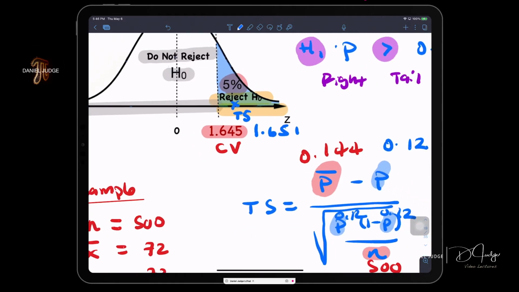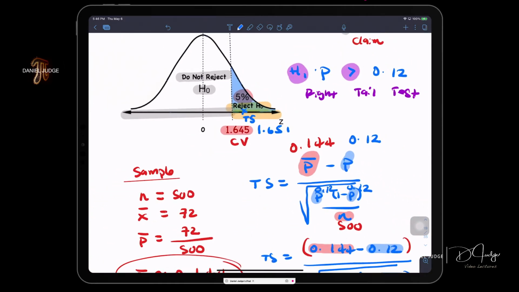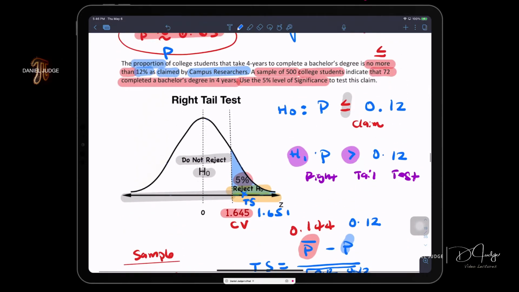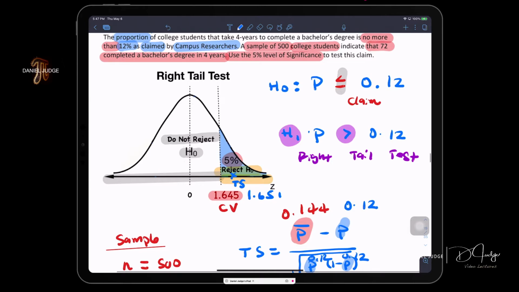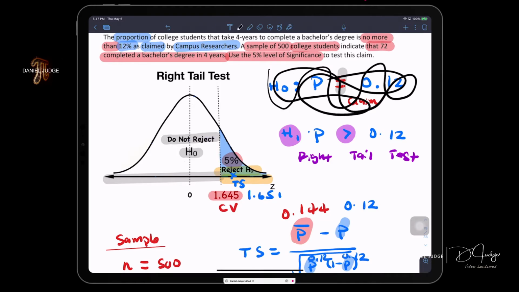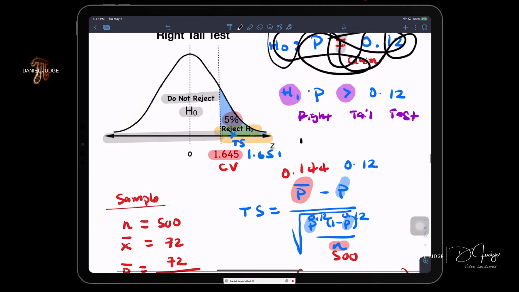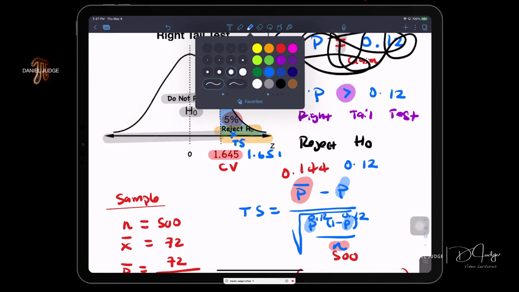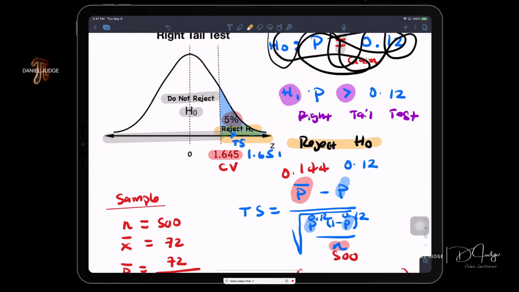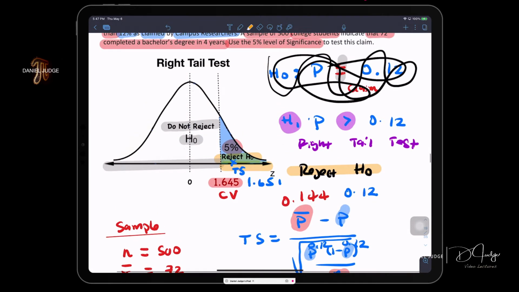You reject the null. You say, no, get out of here, null. You reject the null. Here's a rejection. Goodbye, null. Goodbye and good riddance. You are rejected. So remember, this means reject the null. You're in the rejection region. You just rejected the null.